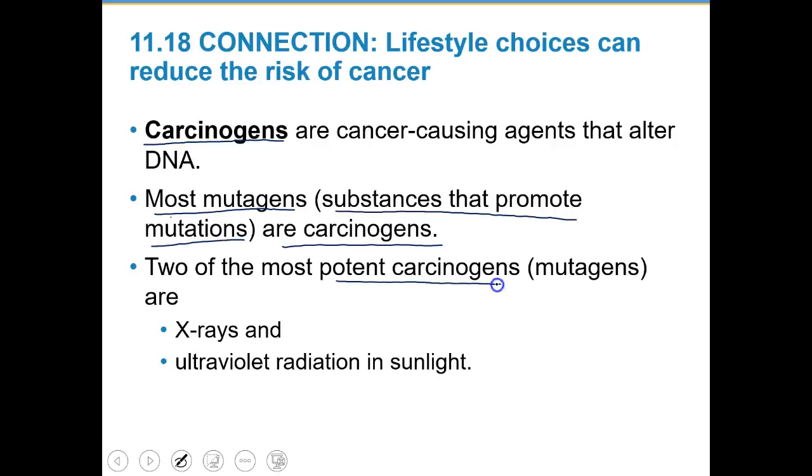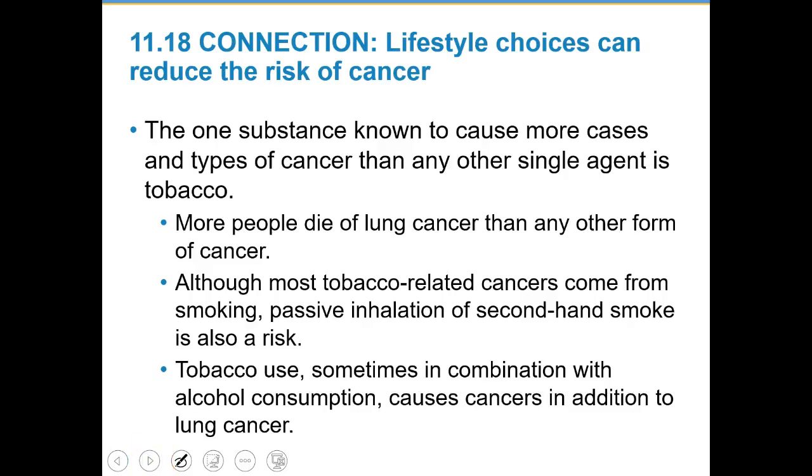Two of the most potent carcinogens and mutagens are X-rays and UV radiation from sunlight. X-rays, they didn't know for a long time, and UV from sunlight, so just make sure that you're taking proper care to wear sunscreen when you're outside. Don't get big sunburns. I don't mess around with that. I'm old and I put sunscreen on. If I'm out, it's always there.